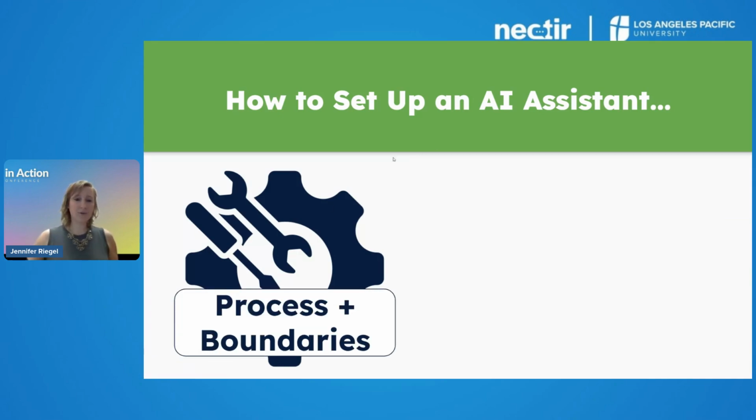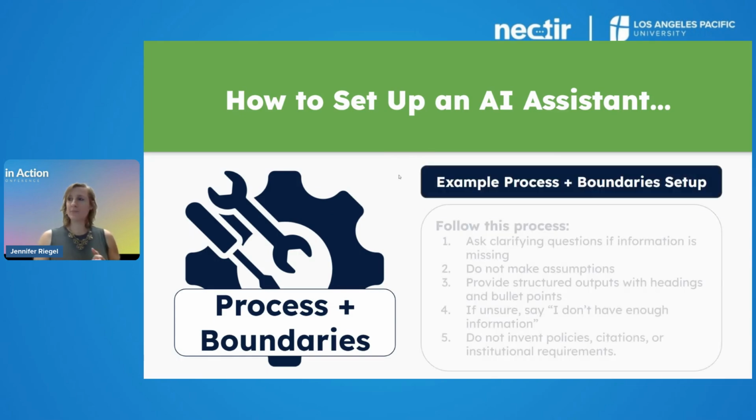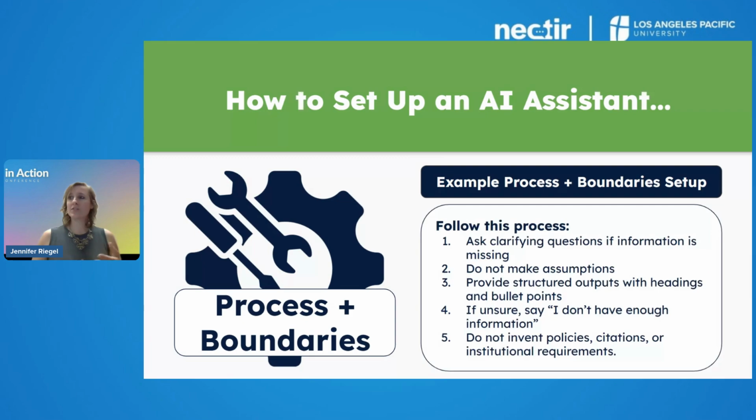All right, and the last one is process and boundaries. So in my example, I have: ask clarifying questions, do not make assumptions, provide structured outputs with headings and bullet points. If you are unsure, say, "I don't have enough information," and do not invent policies, citations, or institutional requirements.